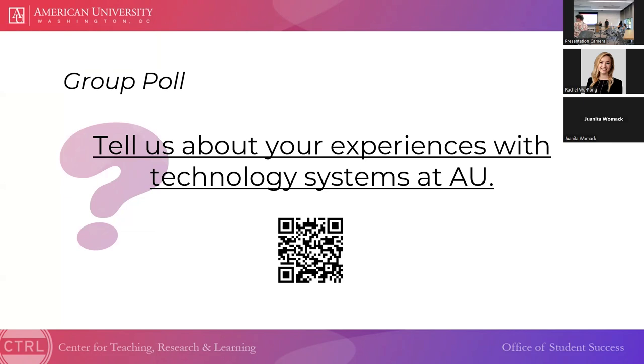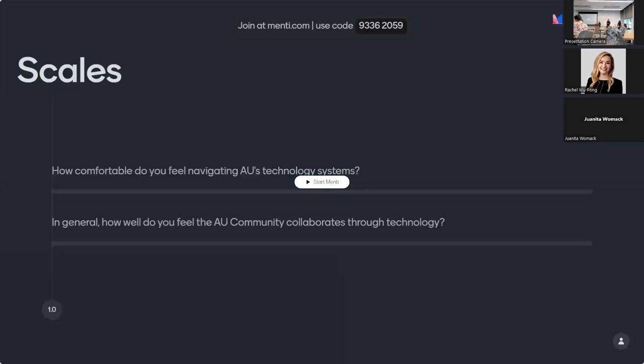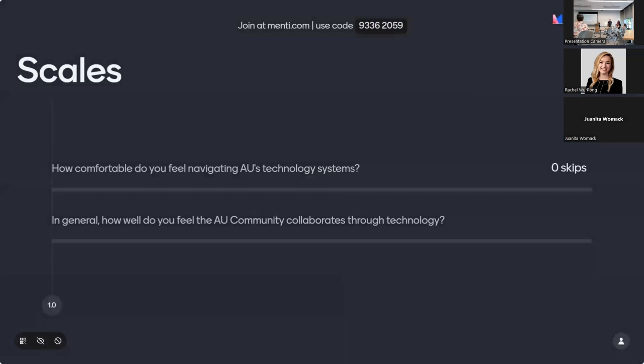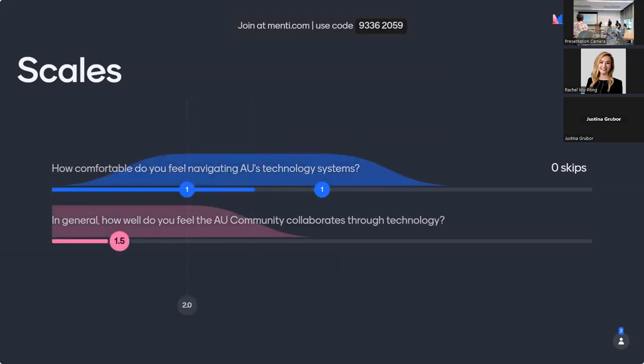Okay, so we're going to start with a little bit of group engagement. We all teach AUX, and so we were not about to walk into this room without doing some sort of collaborative activity. So if you'd be willing to pull out a technological device and answer this question for us to get us started here: tell us about your experiences using technology systems at AU. We just want to get a sense of how people are feeling, where they're coming into the space today. And if this works, this is my first time embedding Mentimeter into PowerPoint, so you're going to help me figure out whether or not this is a functional tool. So the first question, how comfortable do you... It's on a scale of 1 to 5.